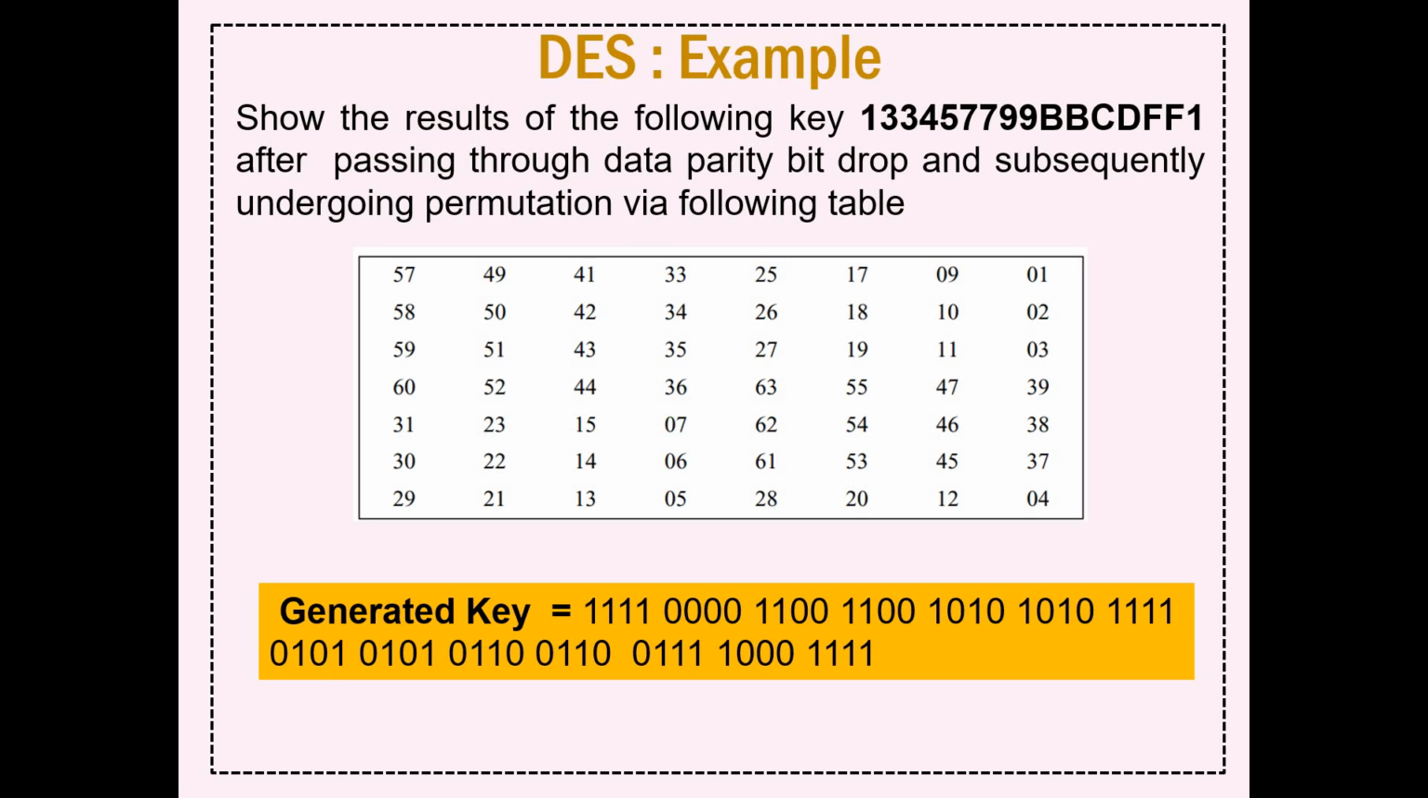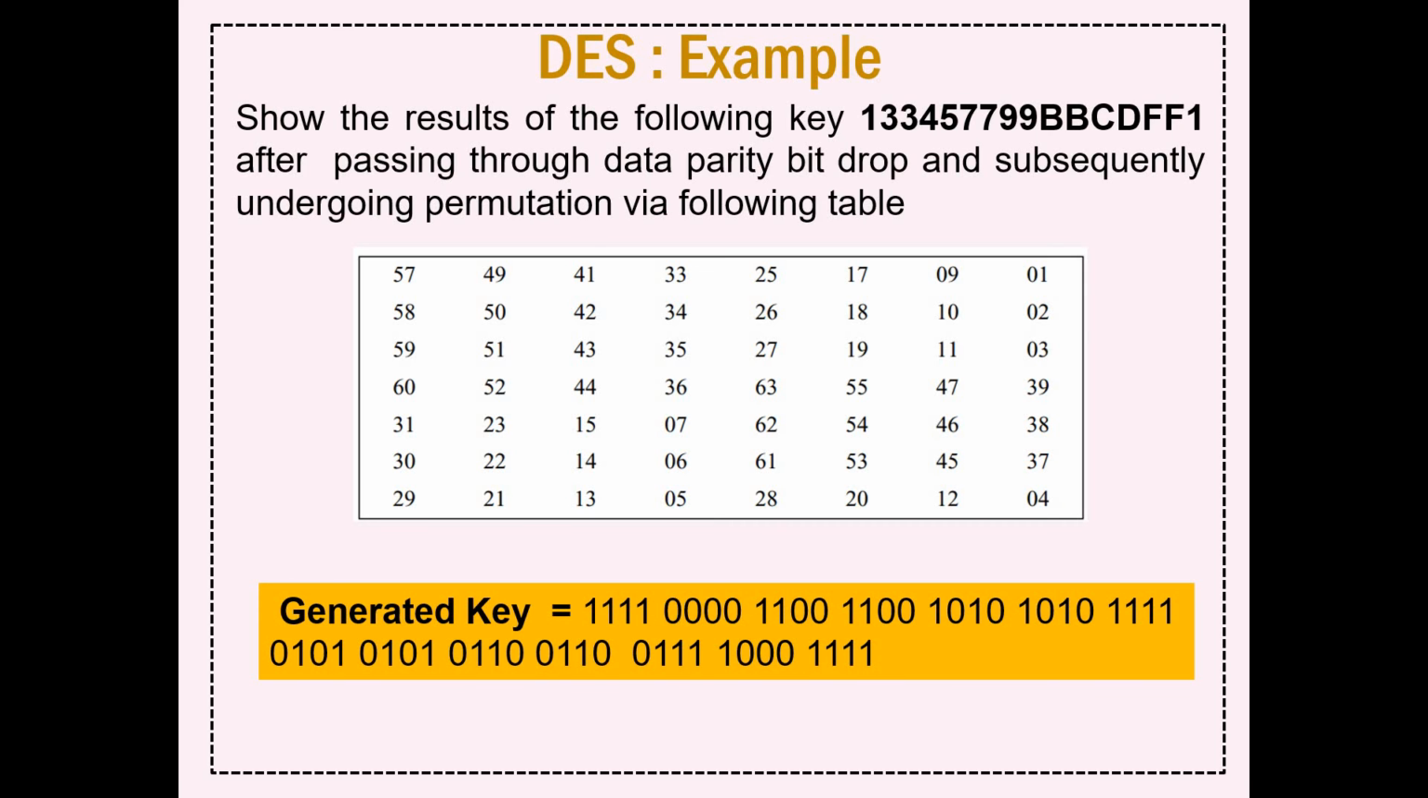Question is, suppose the key is provided as this. The key is generated like this as a hexadecimal number. Question is, after passing through the data parity drop and subsequently undergoing the permutation table as this, what should be the generated key? Can you understand what the process should be? Can anyone tell me what will be the process of doing this?